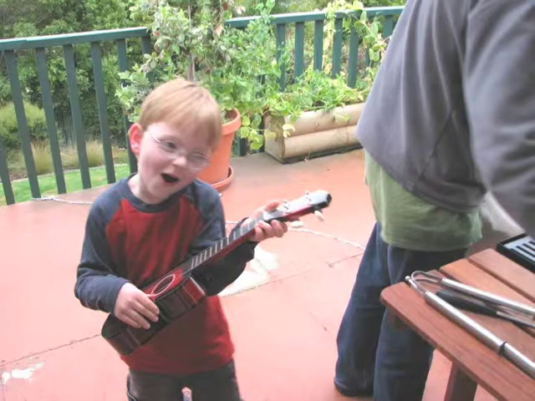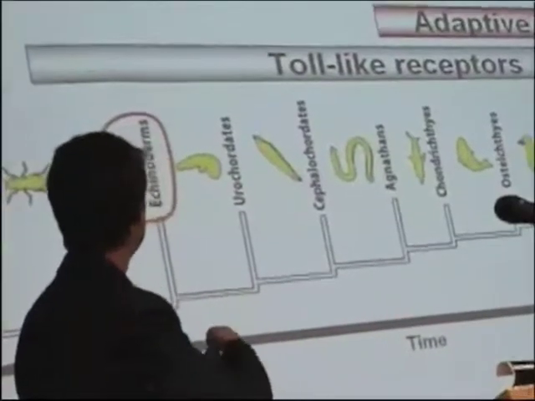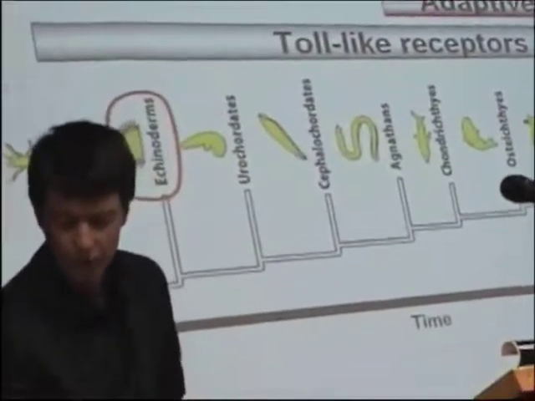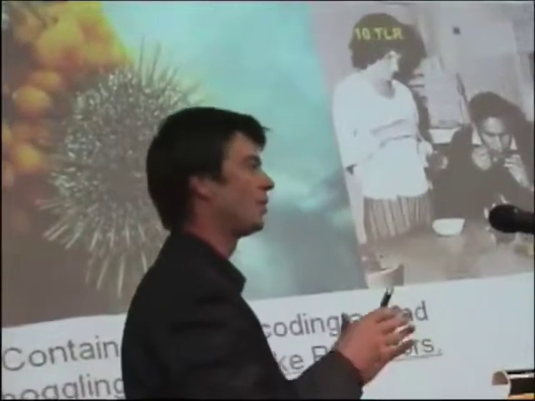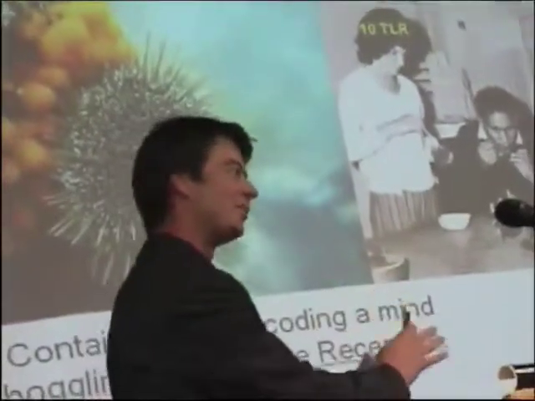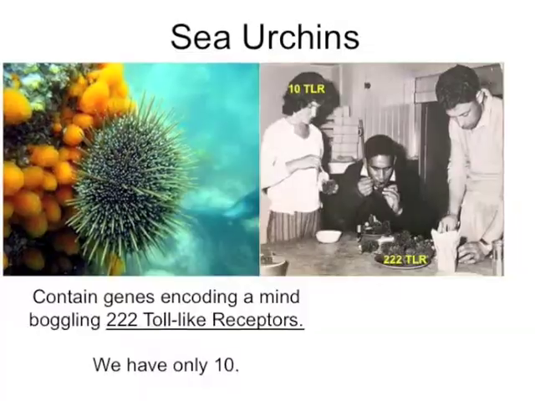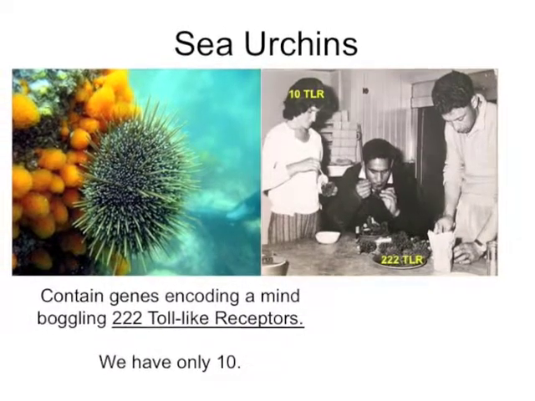Okay, so the question is, sea urchins, you'll find that they've compensated. If you look at a sea urchin, it's very specialised and it's an innate system. It doesn't have 10 toll-like receptors like we've got, it's got 220.